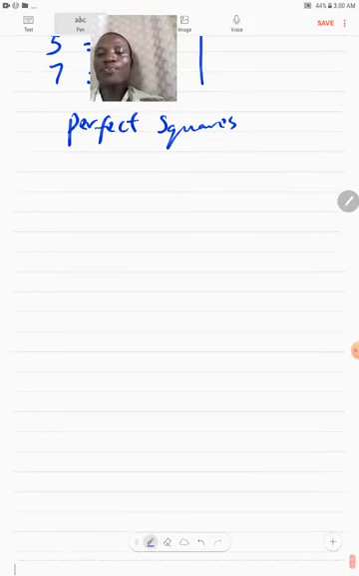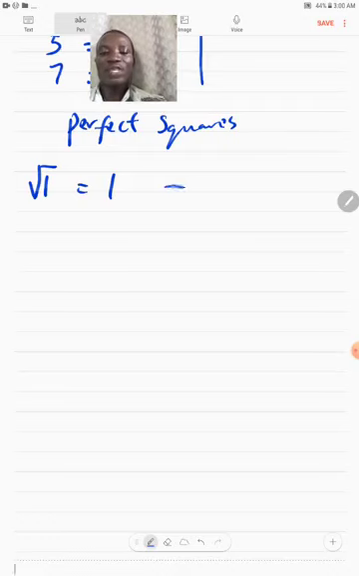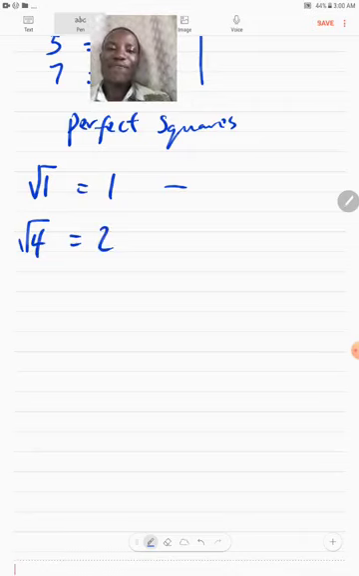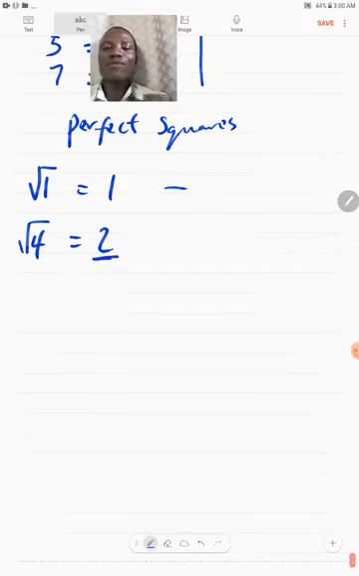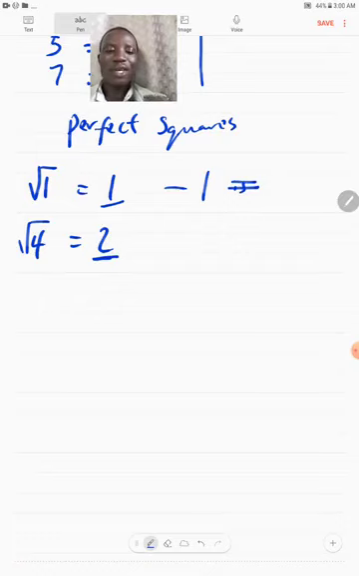For example, the square root of 1 is actually 1, then we say 1 is a perfect square. The square root of 4 is what? 2. You can see by the definition, I said that perfect squares are numbers that have whole number square roots. The square root of 4 is 2, this is a whole number. The square root of 1 is 1, this is a whole number. And then we say 1 is a perfect square. I'm using PS to denote that. 1 is a perfect square.